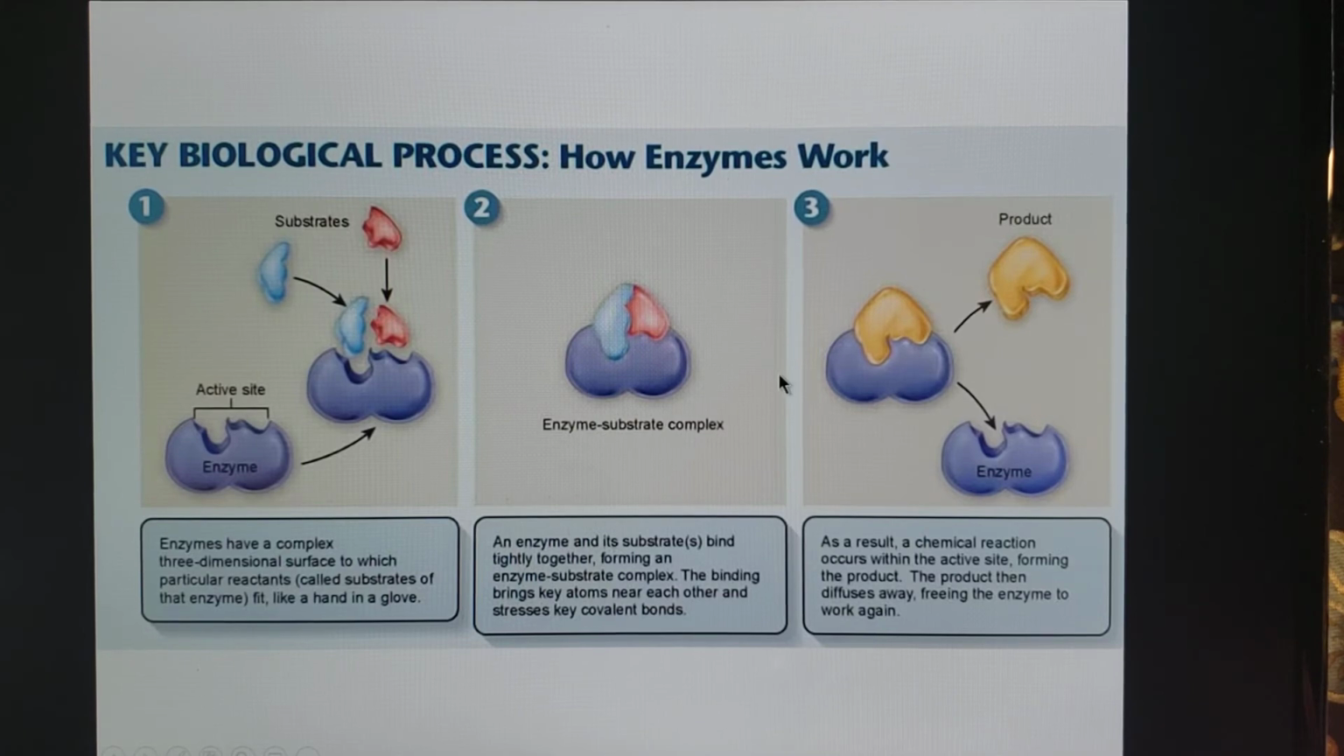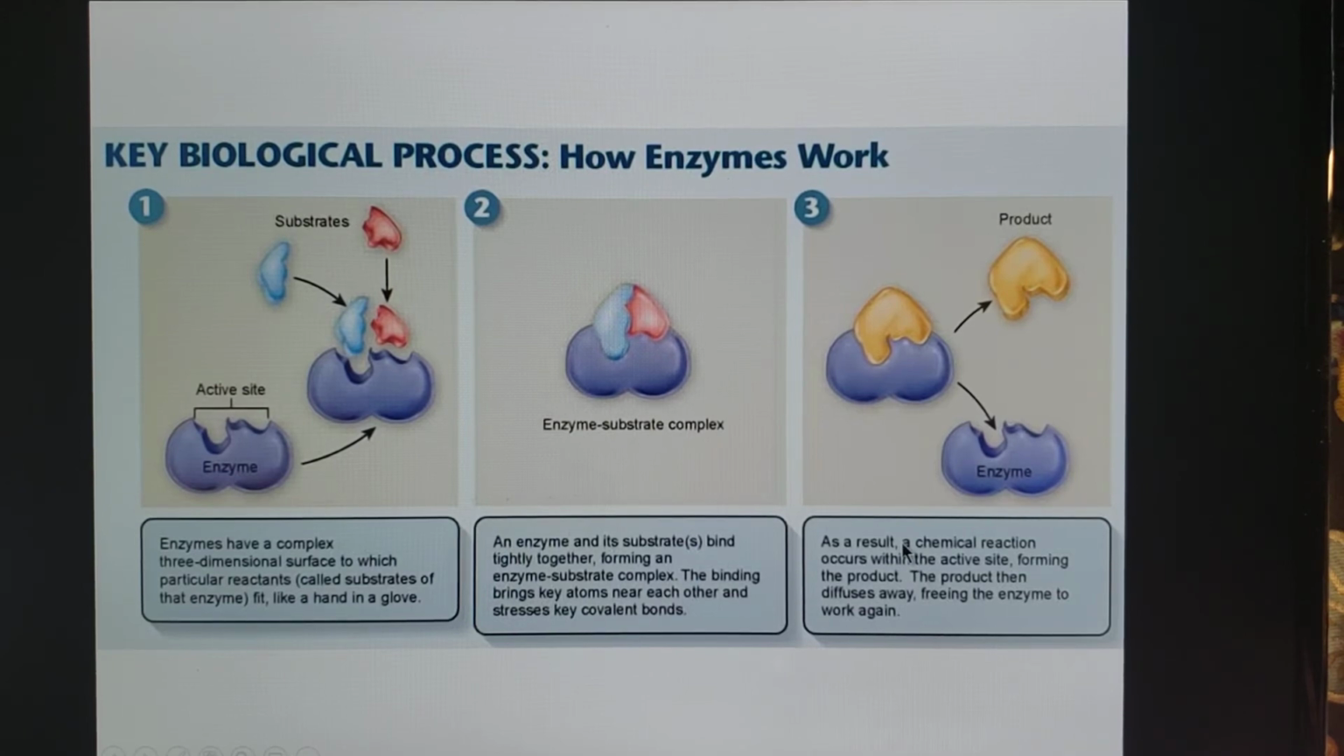Enzymes have a complex three-dimensional surface to which particular reactants called substrates tend to fit like a hand in a glove. An enzyme and a substrate bind tightly together, forming an enzyme substrate complex. The binding energy brings key atoms near each other and stresses the key covalent bonds, so it makes the bonds of these two guys able to stick together and make a new product. As a result, a chemical reaction occurs within the active site, forming a new product. The product then diffuses, goes away, freeing the enzyme to work again. The enzyme does not get changed in this process.